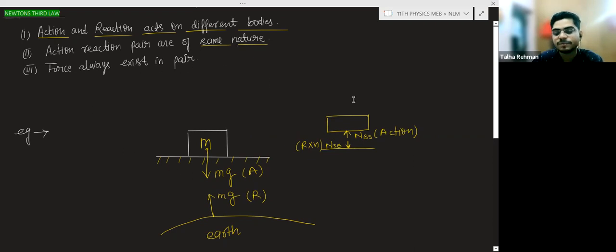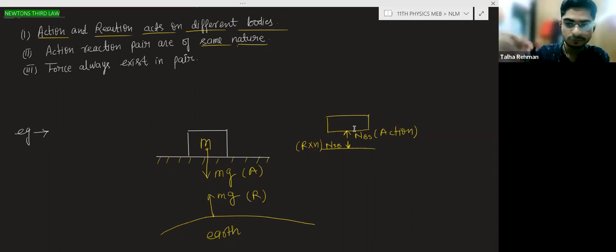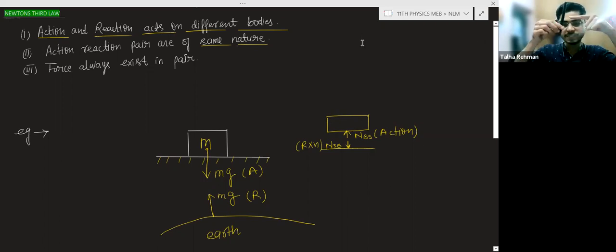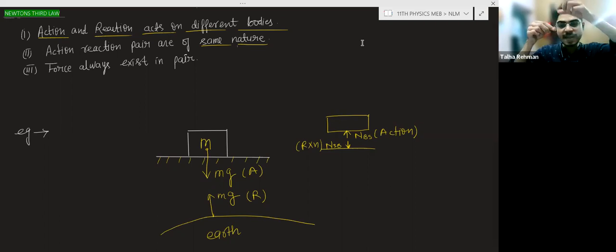Third, force always exists in pair. Means force always exists in pair. For example, now focus on this pen. If I am applying some force on this pen in this direction, then this pen will apply the same force on my finger in this direction.